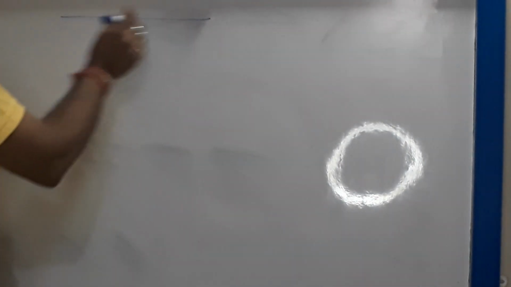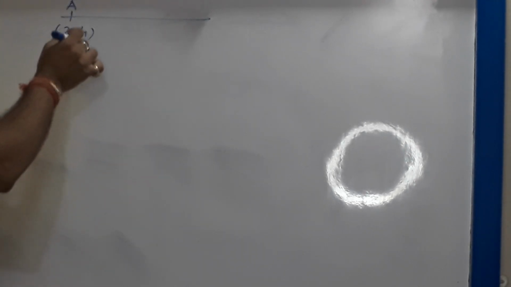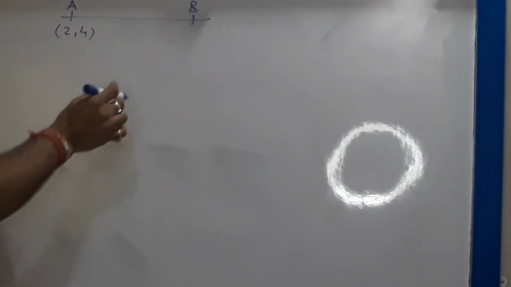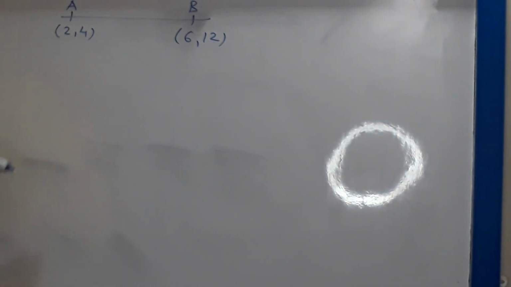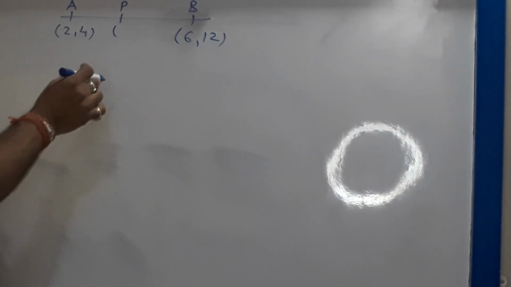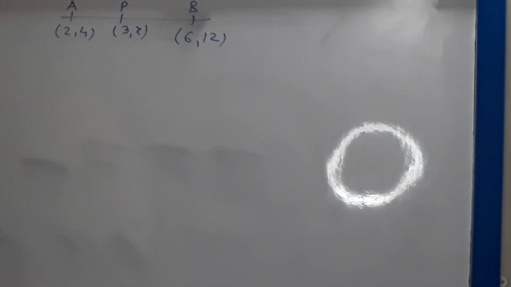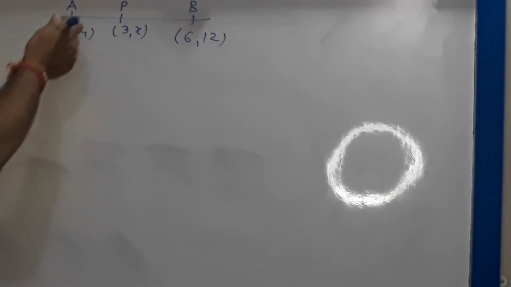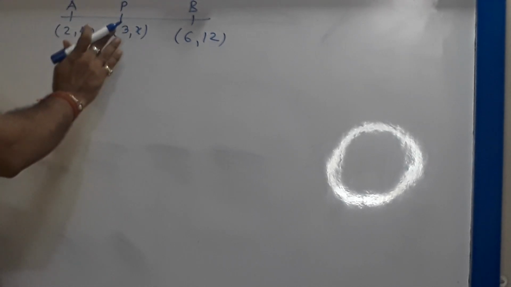Correct? Now, you are given points A(2, 4) and B(6, 12), and P divides AB internally in some ratio. Coordinates of P are (3, x). Followed? Find the ratio in which P divides AB. It is not necessary that P is the midpoint.